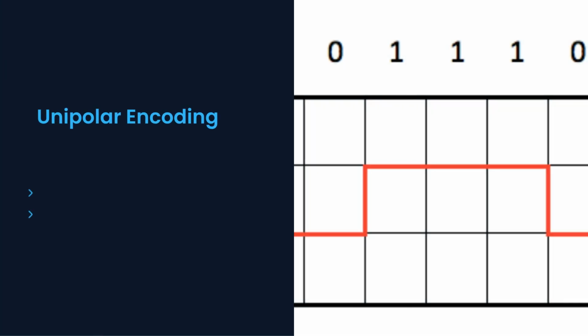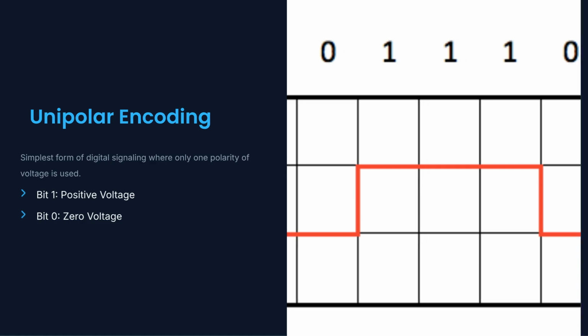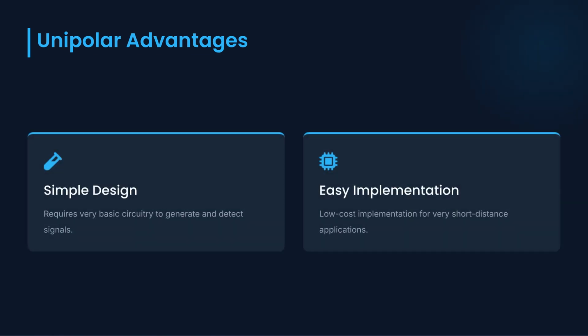Unipolar encoding is the simplest form, using a single voltage polarity. Typically, a positive voltage represents bit 1, and 0 voltage represents bit 0. Advantages of unipolar encoding include a simple design requiring minimal circuitry for implementation. This makes it an easy and low-cost solution for very short-distance applications.